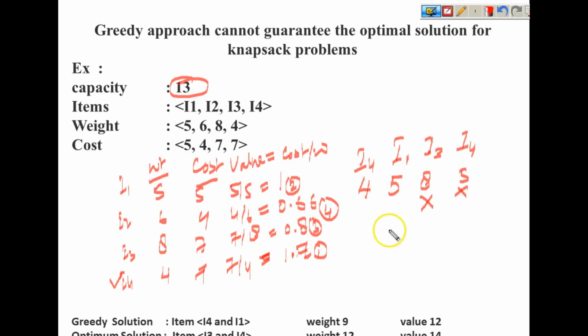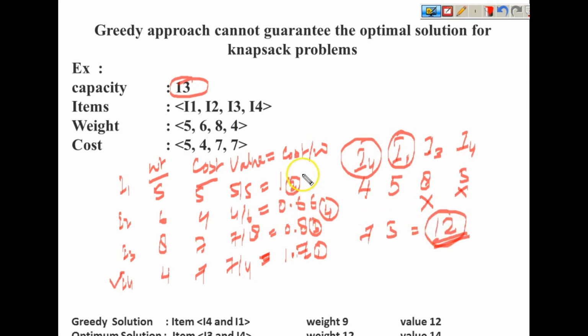So the total weight I can keep in my knapsack is 4 plus 5, 9, and the value which I am getting out of this is: the value for item 4 is 7, and for item 1 is 5, that is 12 I can get. So if I am solving this problem using the greedy approach, my answer would be that I will be picking item number 4 and item number 1, and I am getting the gain as 12.